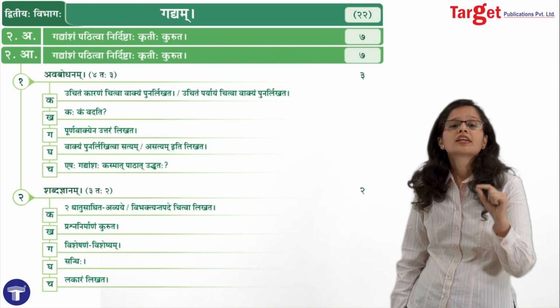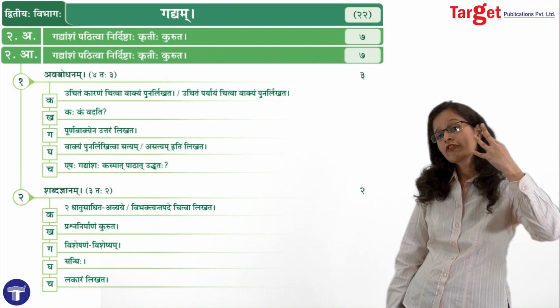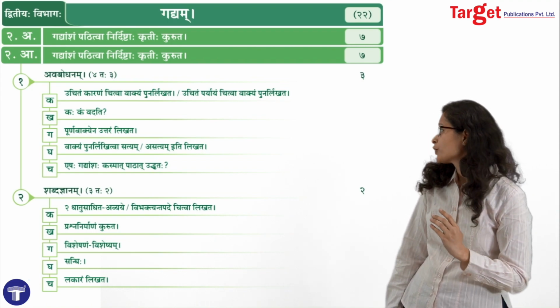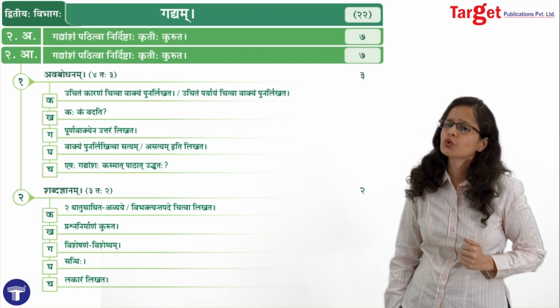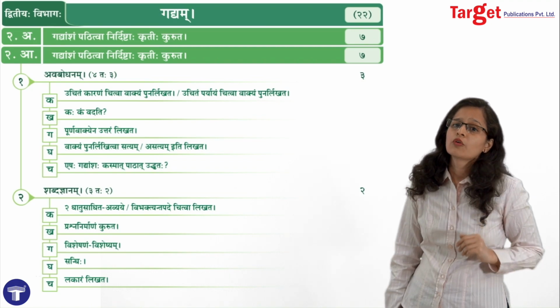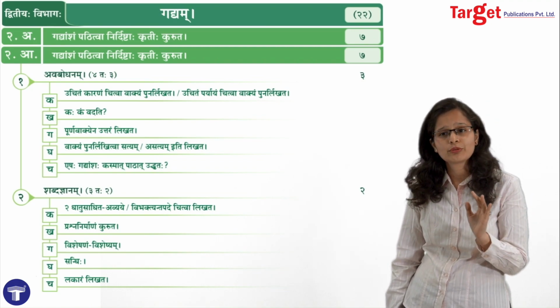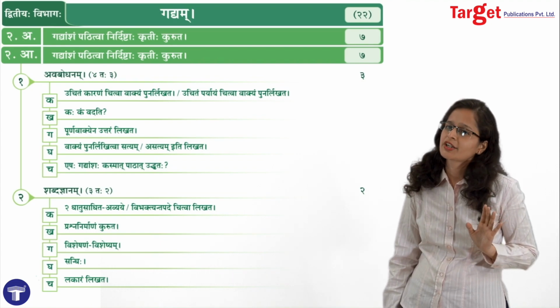Let's understand. It's going to be Avabodhanam Chatasrah Krutayah. That means 4 Krutis will be asked and out of that 3 you have to answer. But what are those Krutis? Let's understand. The first out of that is Uchitam Karanam Chitva vakyam punarlikhata, or it can be uchitam paryayam chitva vakyam punarlikhata.